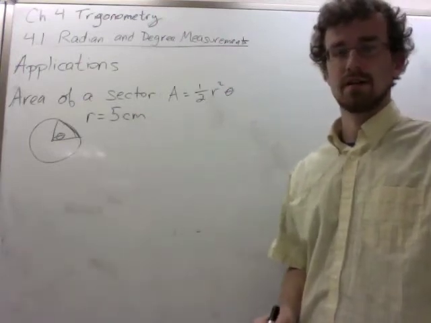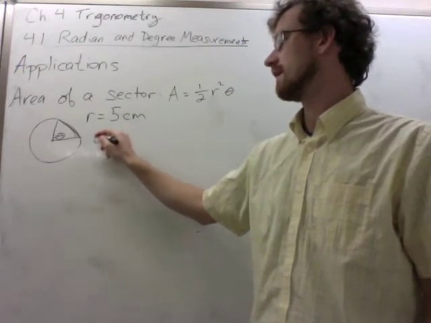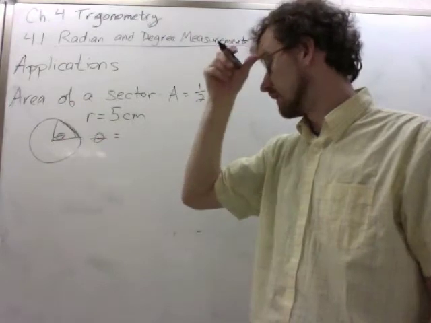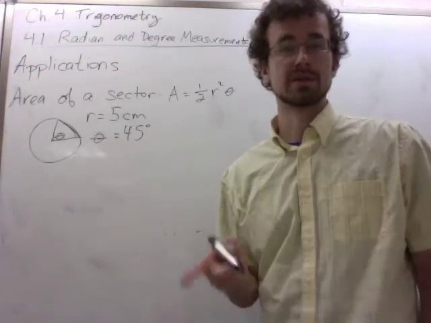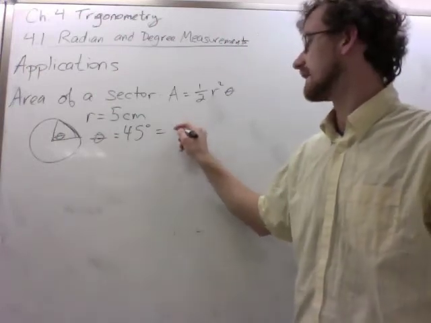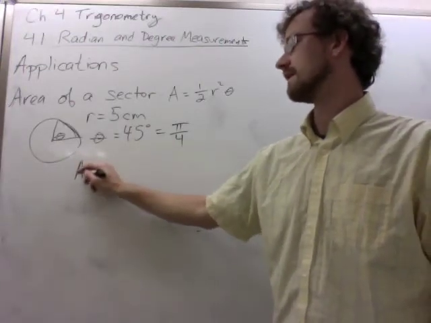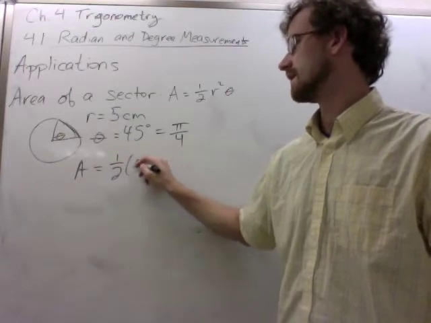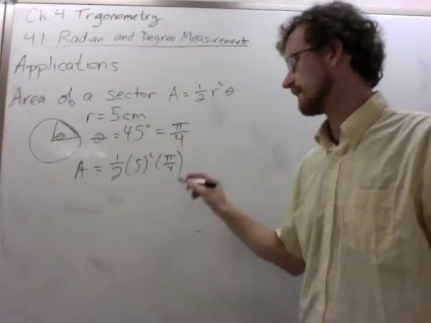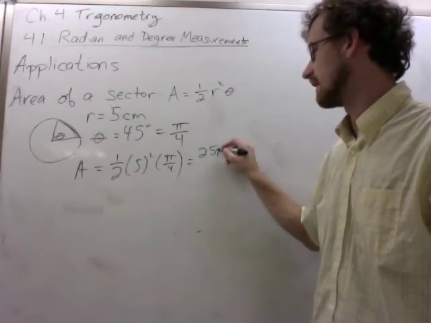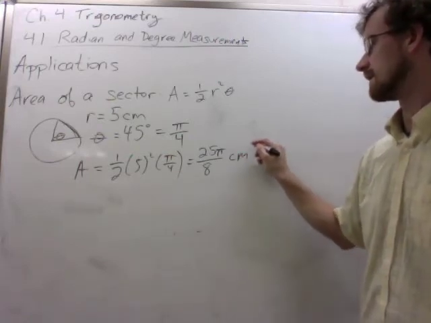So let's say we have the same circle of radius 5 centimeters, and we want to find the area of a sector determined by an angle of 45 degrees. Well, 45 degrees, remember that's one of the angles I want you to memorize. That is pi over 4 radians. So the area of that sector is 1/2 times 5 squared times pi over 4. 5 squared is 25, so that comes out to 25 pi over 8. And since it is an area, that would be in centimeters squared.